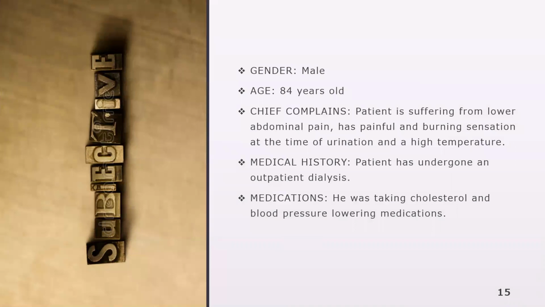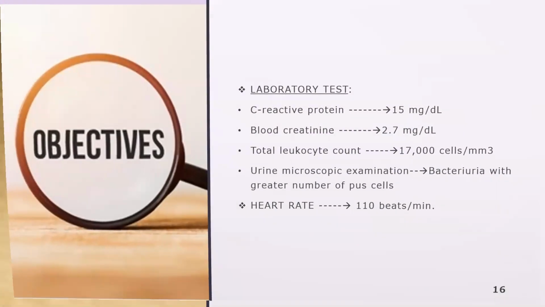Now we have to solve the case. Number one, subjective. The patient is male and his age is 84 years. The patient's major chief complaints are pain in the lower abdomen, burning sensation and pain at the time of urination, and a high temperature. Medical history is that the patient had outpatient dialysis earlier. Medications: the patient is taking cholesterol and BP lowering medications.